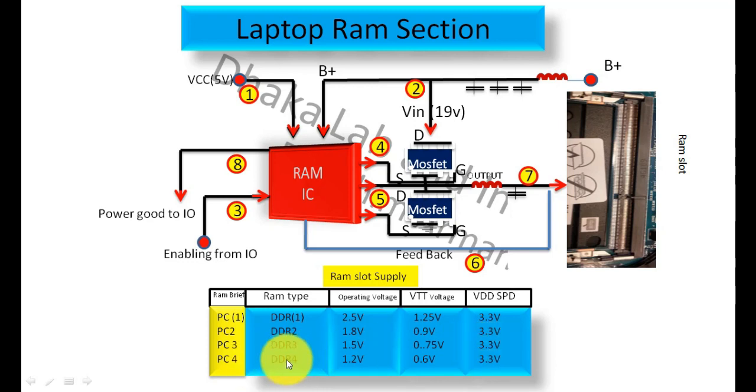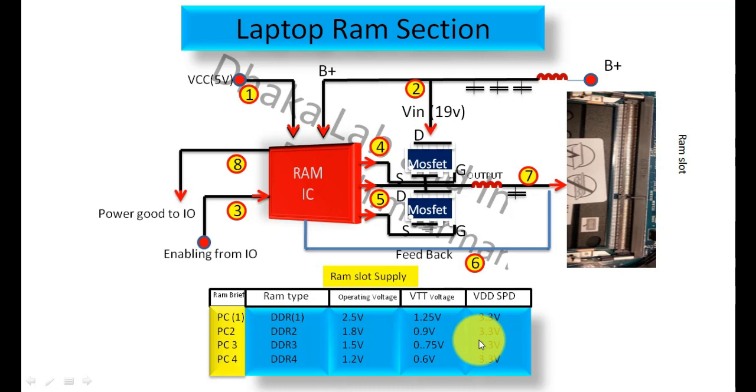And for DDR4 RAM, PC4 will be the RAM's other name. For DDR4 the operating voltage will be 1.2 volt, and half of that will be the VTT voltage, that's 0.6 volt, and VDD SPD will be 3.3 volt. VDD SPD will be the same for all.